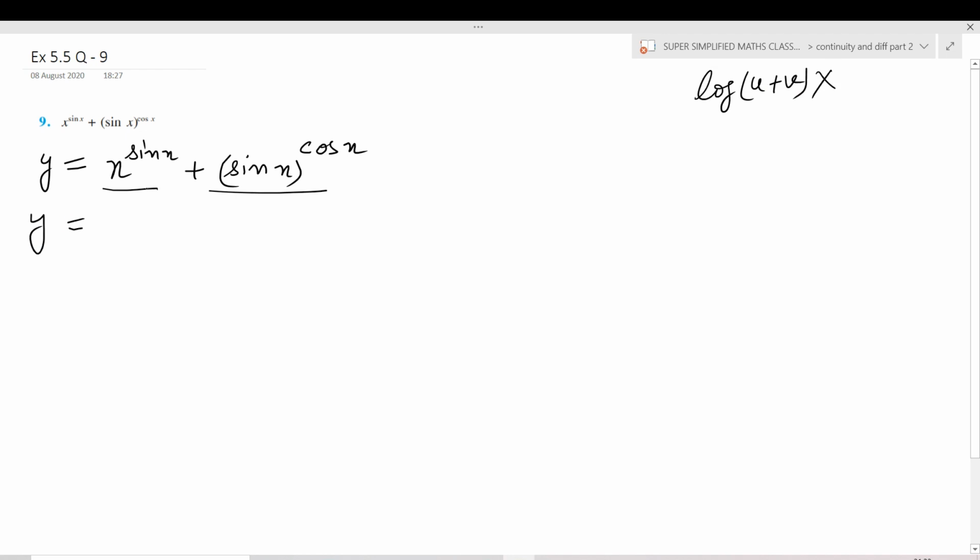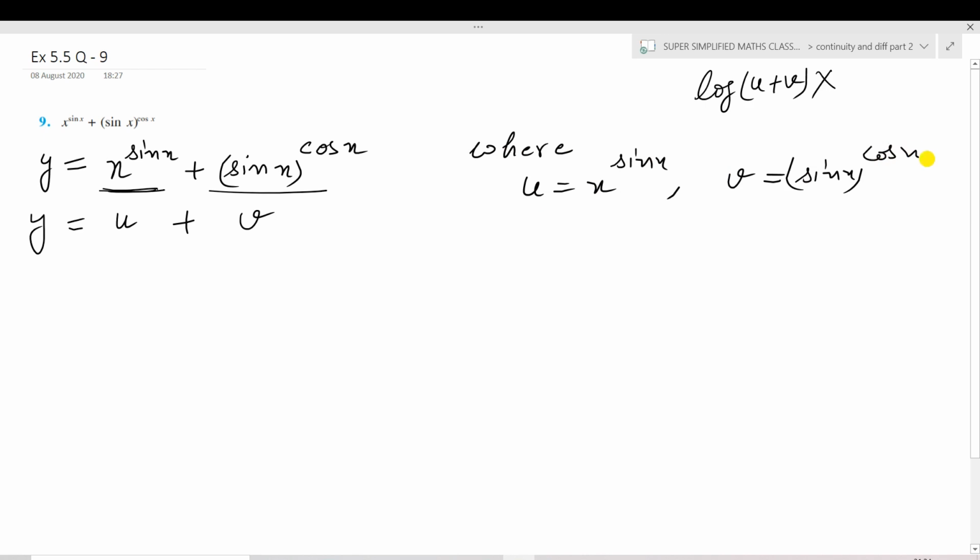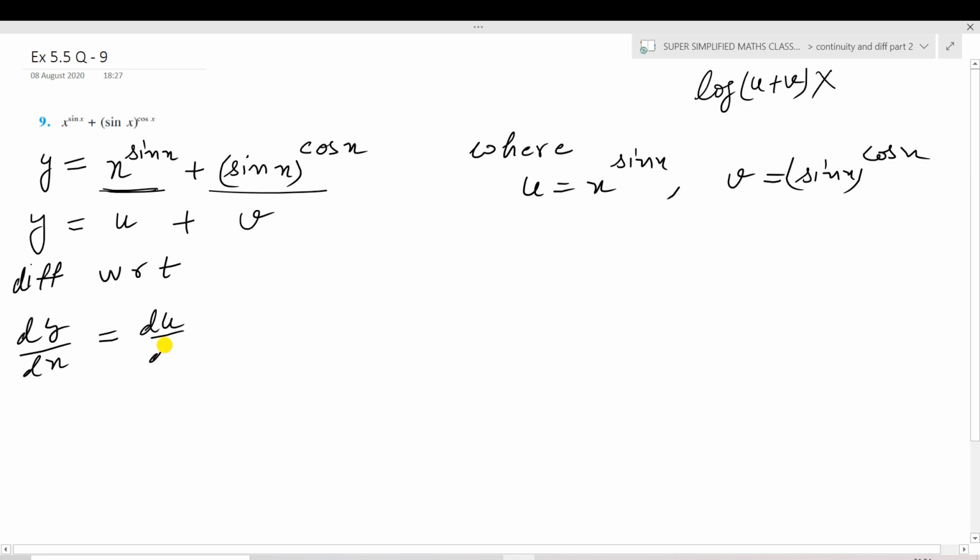So what I will do is, I will assume that this expression x raised to the power sin x is u, and this expression sin x raised to the power cos x is v. So I can mention here, where u is x raised to the power sin x and v is sin x raised to the power cos x. You can see u and v both are functions of x. Now differentiating both sides with respect to x, we get dy by dx is equal to du by dx plus dv by dx.